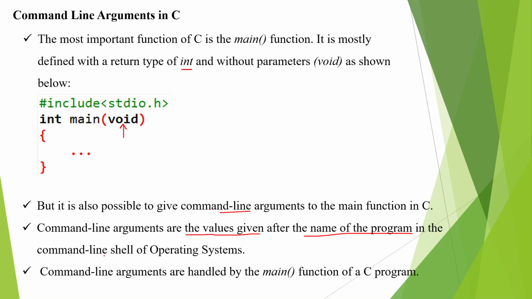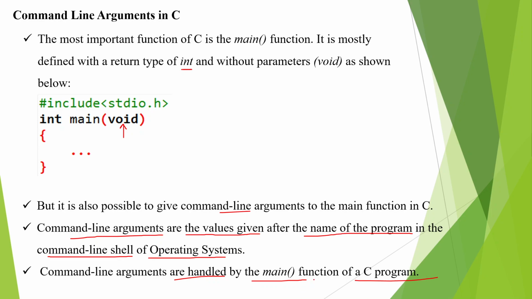Okay, in the command line shell, the black screen I showed you just now, that is nothing but the command line shell of the operating system. Through the command line shell of the operating system, we will start the execution of our program, and from there we will pass the command line arguments to our program. Whatever command line arguments we pass from the shell are handled by our main function in the C program.